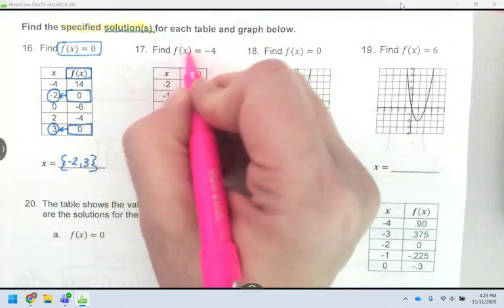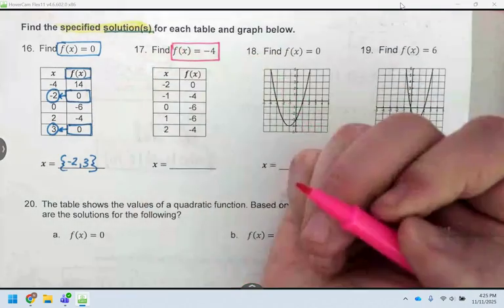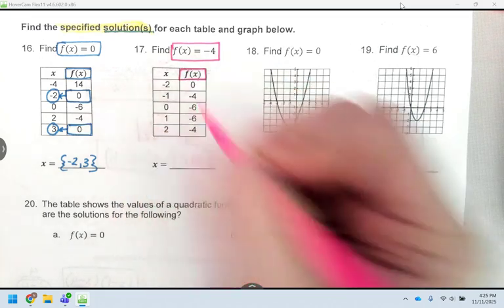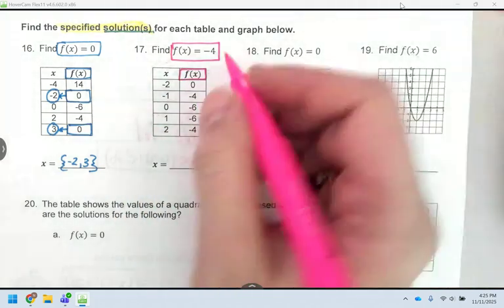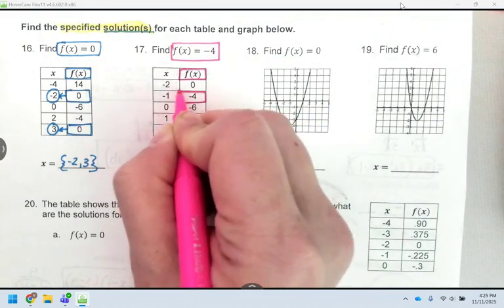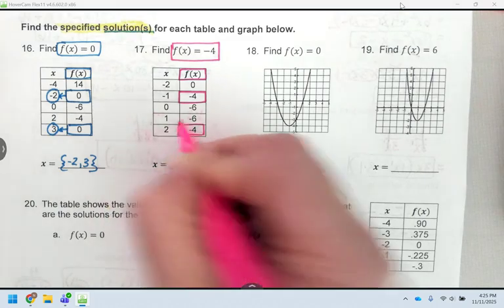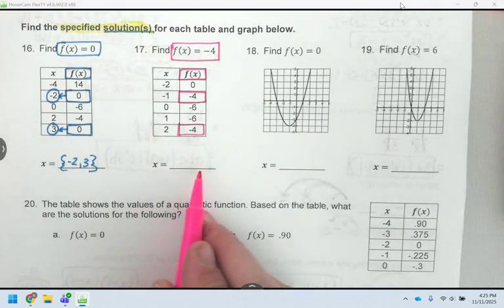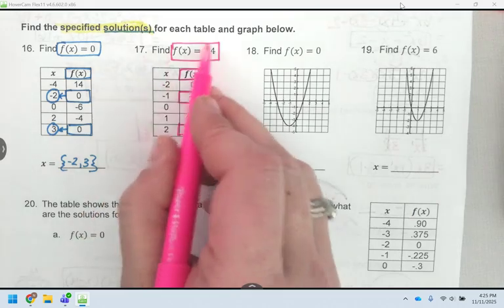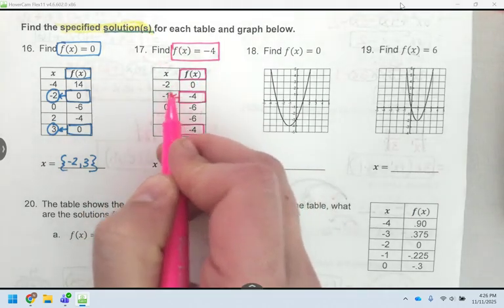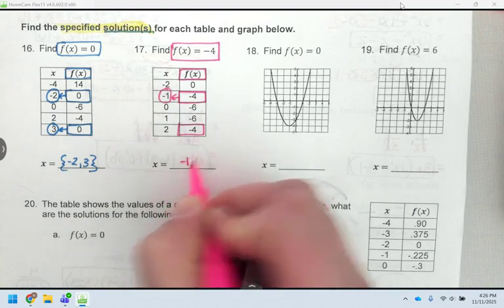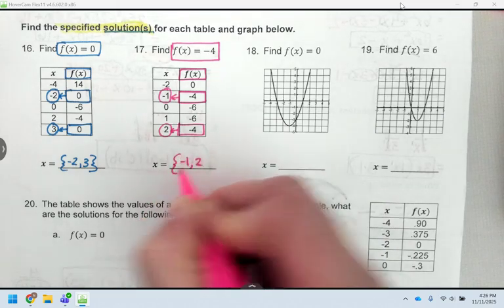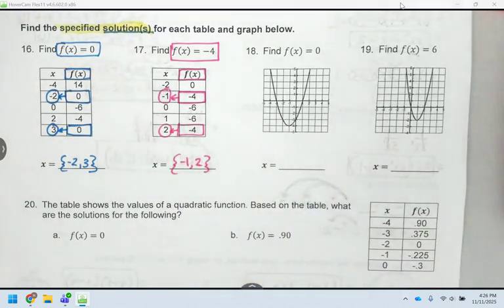All right, this one is asking to find when f of x is negative 4. In a table, your f of x is going to be the right side. It's like a y. And we have a negative 4 here and a negative 4 here. So to find the solution is your x value. So when y is negative 4, your x value is negative 1 and 2 with braces.